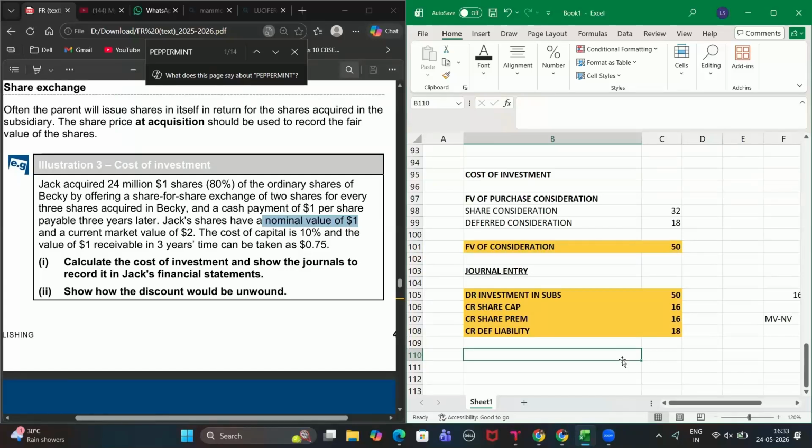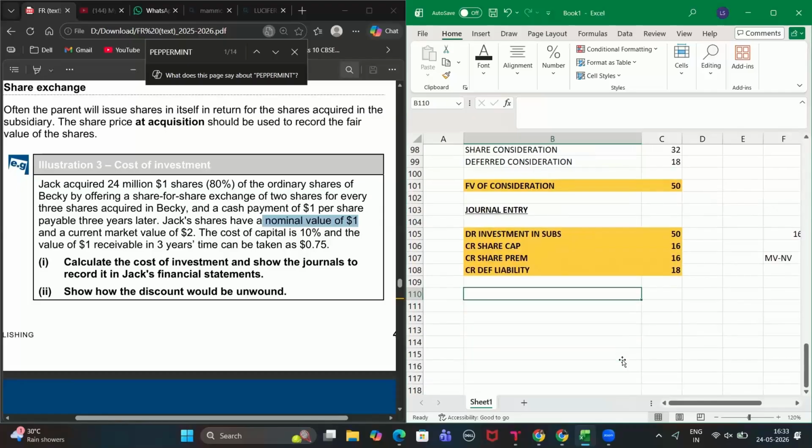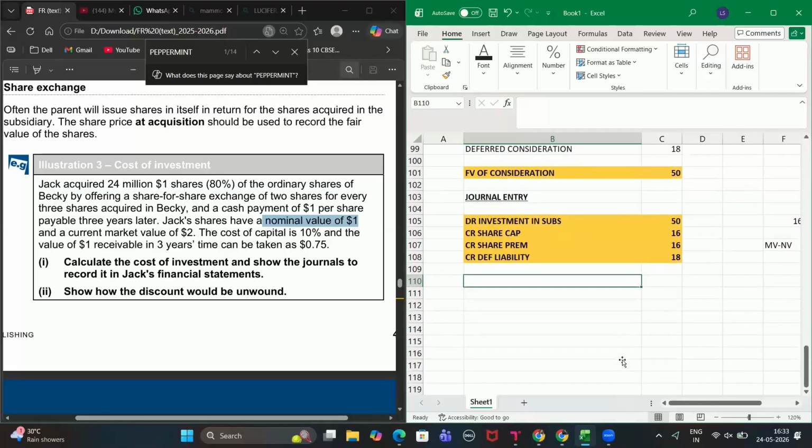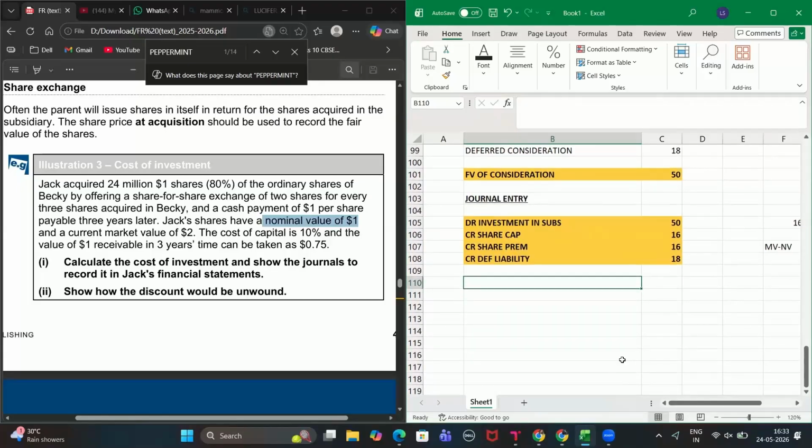Will we show opening or closing in the FS statements? We will show what? We will show the closing amount, right? So what is the opening deferred liability? Opening deferred liability. Tell me. What is the opening deferred liability? Tell me. 18 million.